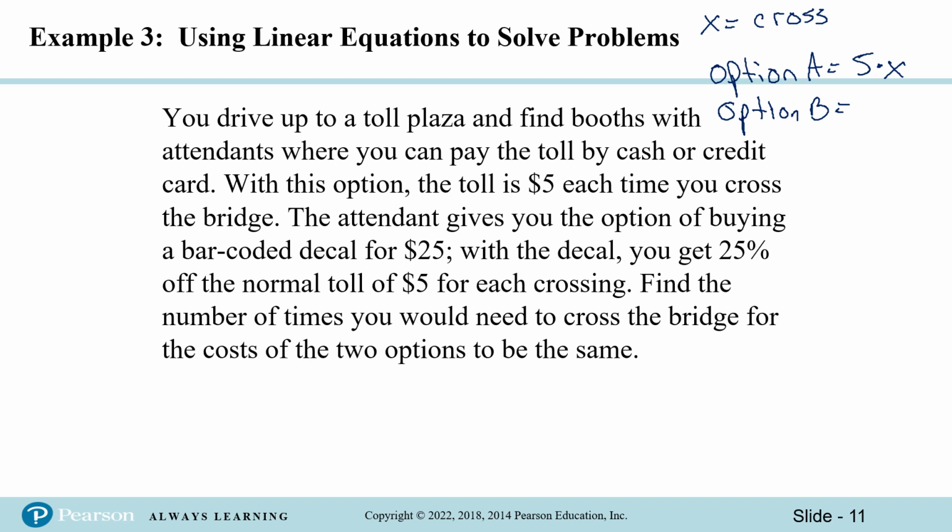You have to pay $25, so you've got to pay $25. And then you get a 25% discount off the $5. So you still have to pay money each time you cross. Still got to multiply times x. But you get 25% off. Okay, so how do you figure out a discount?